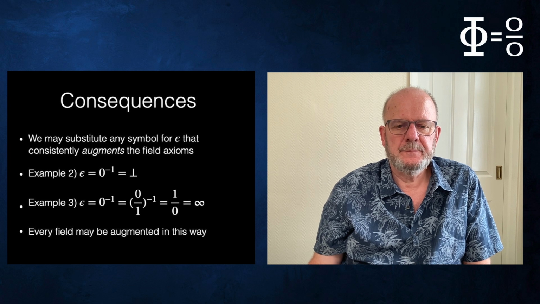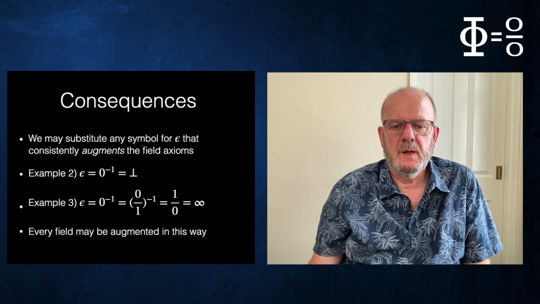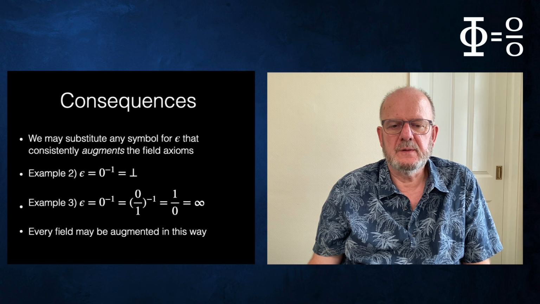As a third example, we can choose epsilon equals 0 to the power minus 1. We can replace 0 with 0 over 1 and then say that 0 over 1 to the power minus 1 equals 1 over 0 is equal to infinity. Look closely at 0 over 1 and 1 over 0. 1 over 0 is the lexical reciprocal of 0 over 1. Take 0 over 1 and turn it upside down and you get 1 over 0. But 0 over 1 is not the reciprocal of 1 over 0.